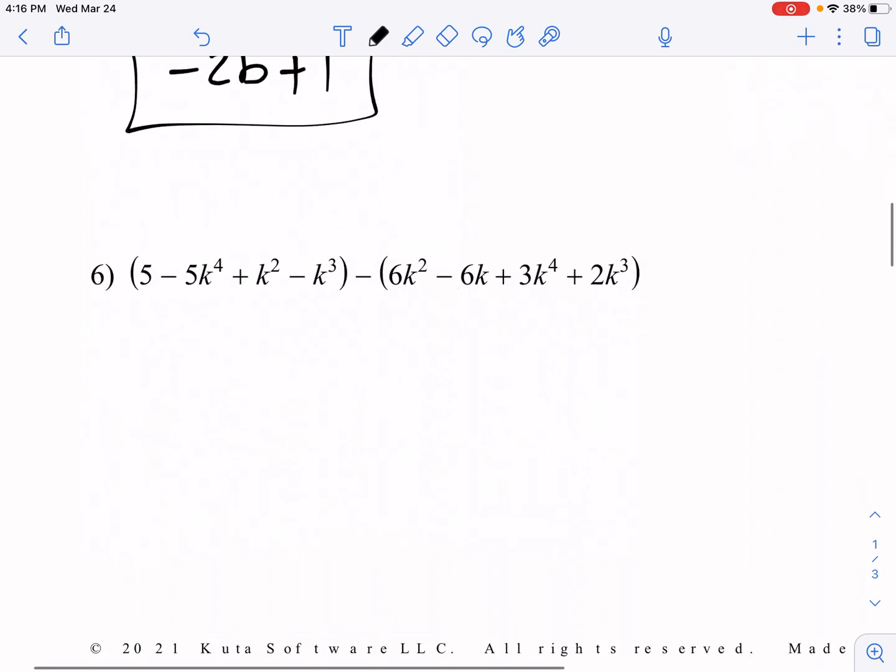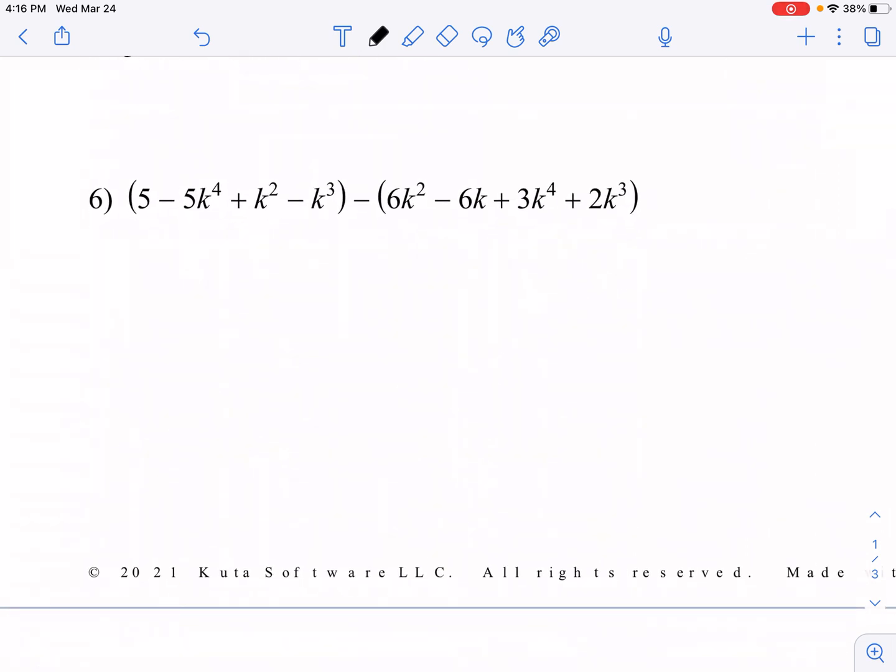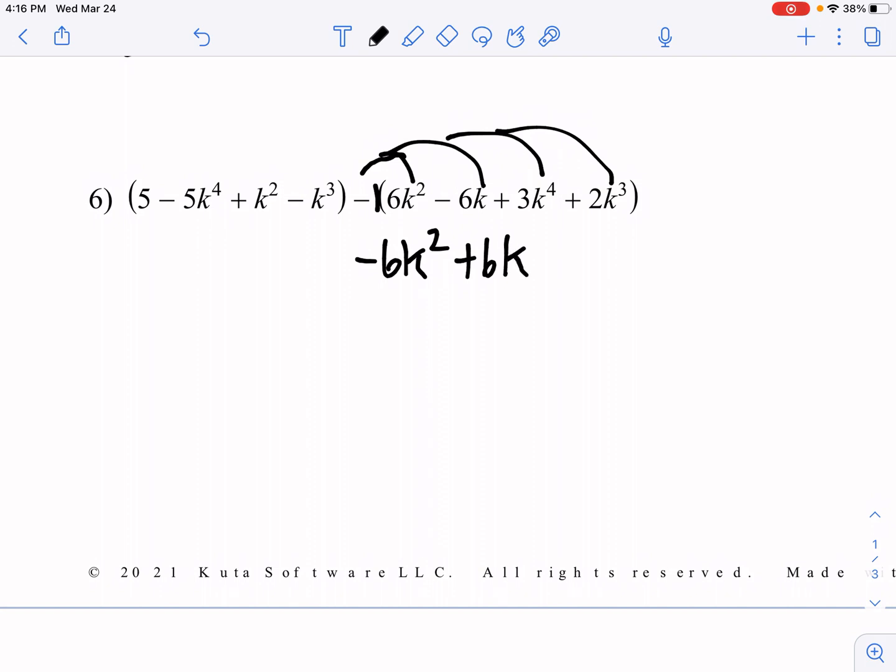Well, let's try one more. We can do number 6. So again, the first thing we're going to do with subtraction is treat it like we have a negative 1, or you could just treat it like a negative and distribute that negative to each term, okay? So a negative times a positive gives me a negative 6k squared. A negative times a negative makes a positive 6k. A negative times a positive makes a negative 3k to the 4th power, excuse me. A negative times a positive makes a negative 2k cubed, okay? So that's step number 1.